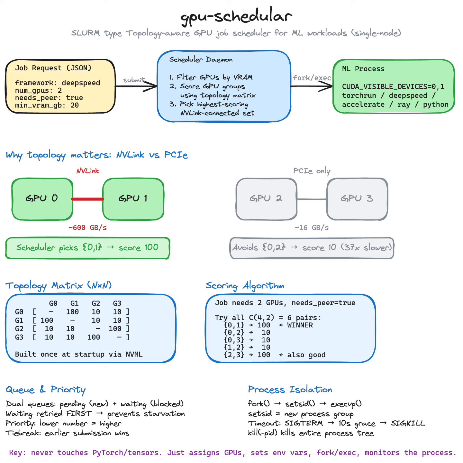And this leads to an important design constraint. The scheduler never touches PyTorch, tensors, or model logic. It is completely framework agnostic. Its responsibility is only to assign the right GPUs, set environment variables, launch the process, and monitor it. So overall, this system acts like a lightweight GPU-aware scheduler that makes better placement decisions automatically, especially for distributed and communication-heavy workloads. That's the main idea.